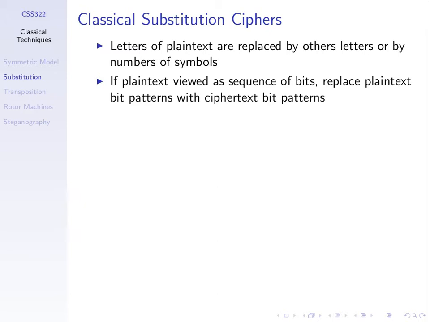With substitution ciphers, the letters of the plain text message we want to send are replaced with other letters, or by numbers or symbols. We would use English here, but if we're using a computer, we usually represent that plain text as binary, as bits. So we replace a sequence of bits, let's say 4 bits, with a different sequence of bits, or 8 bits with a different sequence of bits.